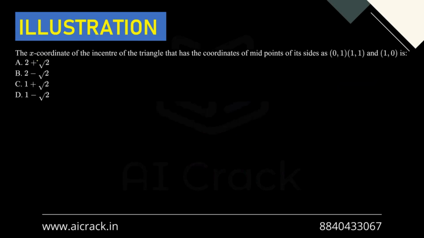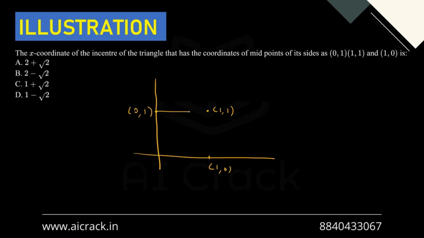Now let's look at this question. The x coordinate of the incenter of the triangle that has the coordinates of the midpoints of its sides as 0, 1, 1, 1 and 1, 0 is. Now again, I can see some kind of symmetry over here. Let's see. So we have 1, 1 over here, and we have 1, 0, and we have 0, 1 over here. Now I can see that this line is perfectly horizontal and this line is perfectly vertical. Basically, this is 90 degrees, because this line is horizontal, right?